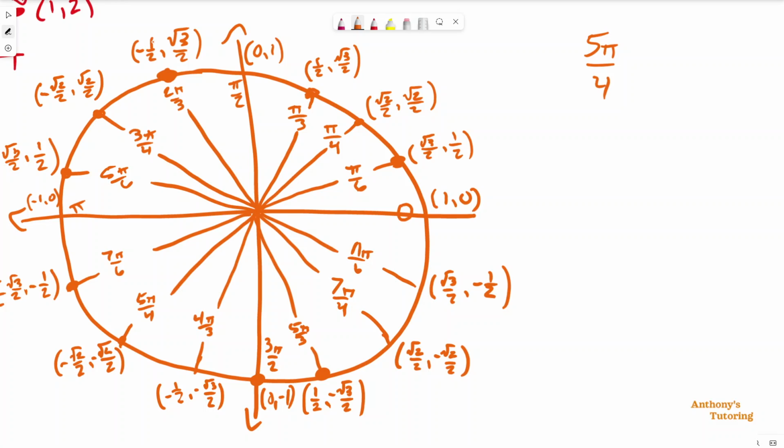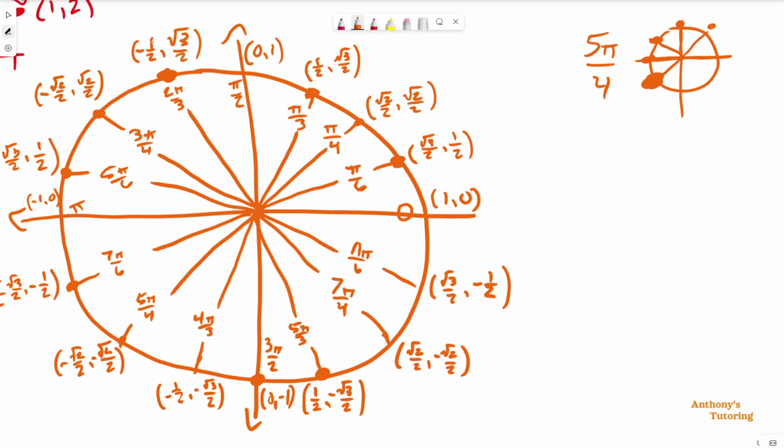All right, so what you're going to have to do is envision a unit circle in your head. So we're going to draw a unit circle and figure out where 5 pi fourths is. So this is 1 pi fourth right here. Here is 2 pi fourths. Here's 3 pi fourths. Here's 4 pi fourths. Here is 5 pi fourths.